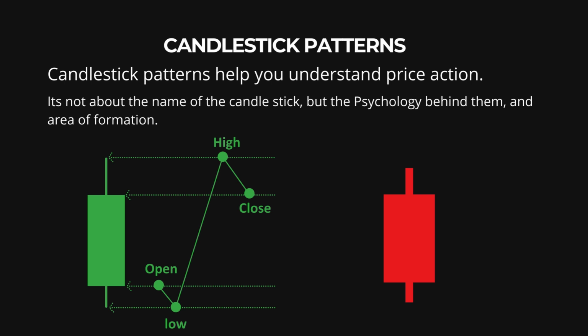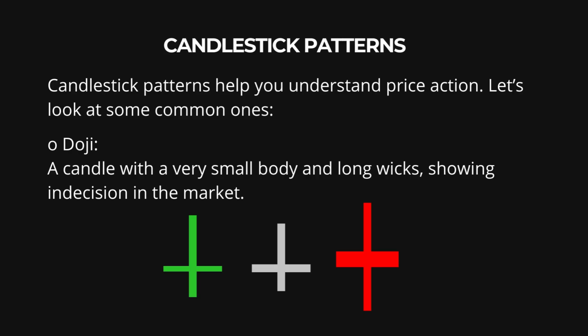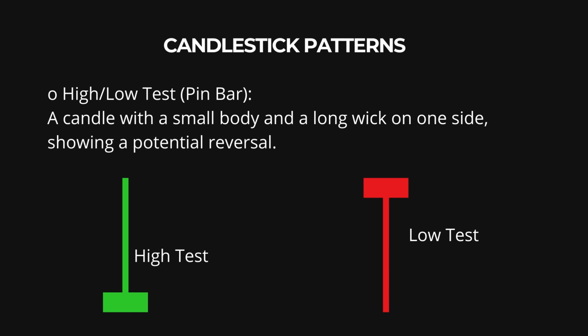Candlestick patterns help you understand price action. Mainly, they give you a picture of the psychology of where the market will move. So let's look at some common ones. There are so many, but let's just look at these common ones. The first one is called the Doji. It's a candle with a very small body and long wicks, showing indecision in the market. We have the high and low test candles. It's a candle with a small body and a long wick on one side, showing potential reversal.